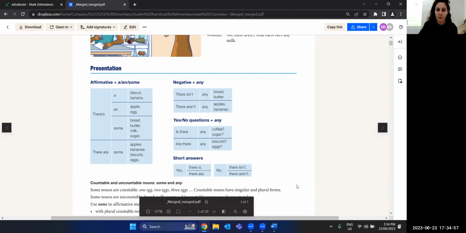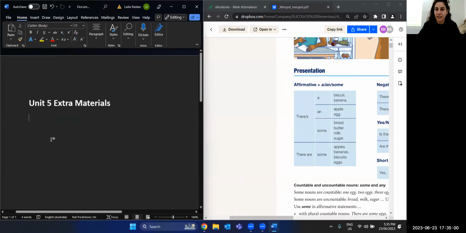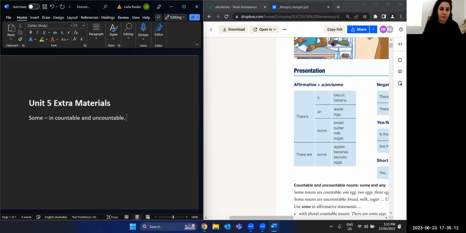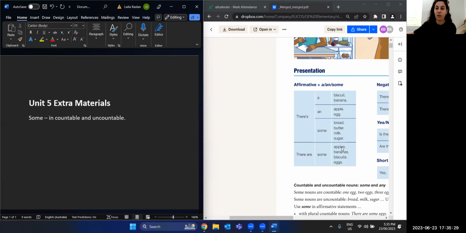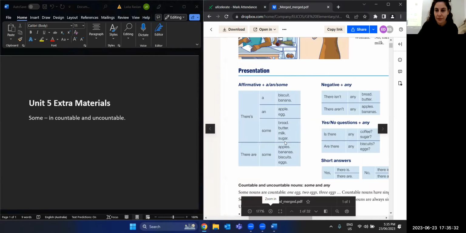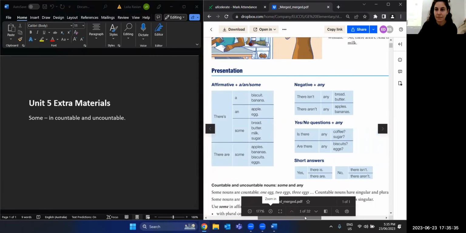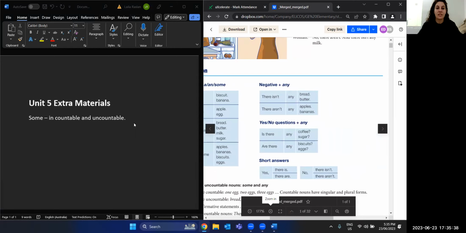So if I take some notes for you, this is what you are learning. That some is used in countable and uncountable. So I can see there is, because only singular, there is some bread, that's the uncountable, and there are some apples. So we don't know how many. It's not about knowing the number. We just want to know, is there more than one? Are there any? Some.